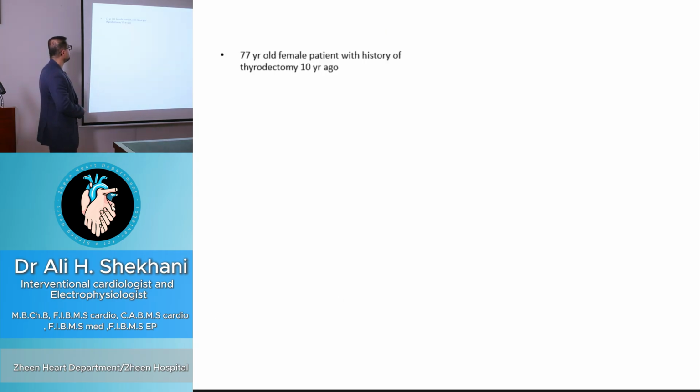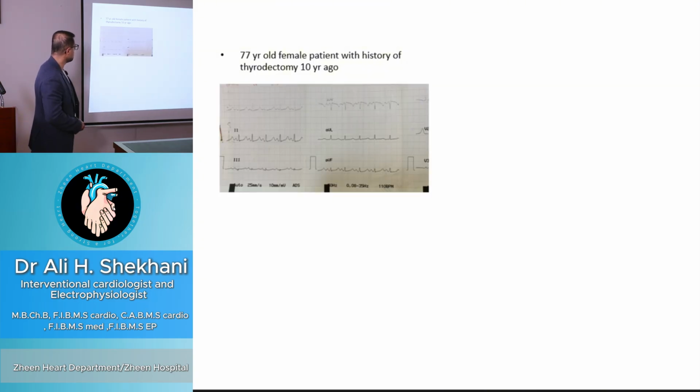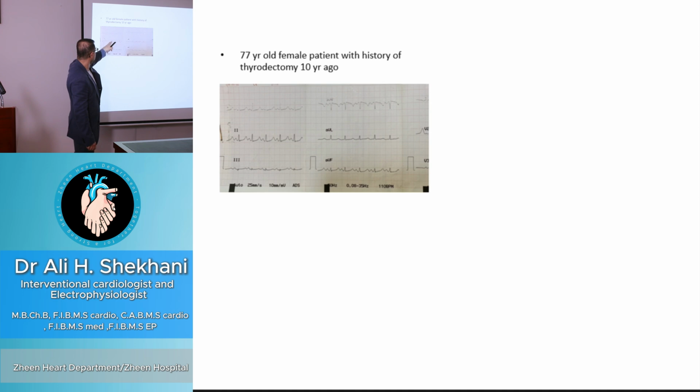This patient has history of thyroidectomy 10 years ago. And on this ECG you can appreciate there is very long QT. As a rule of thumb, whenever the QT interval is more than half of the RR interval, it is regarded as prolonged QT, even without correction.